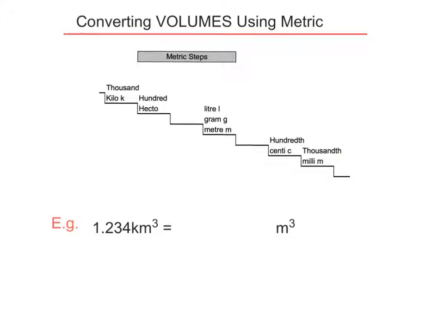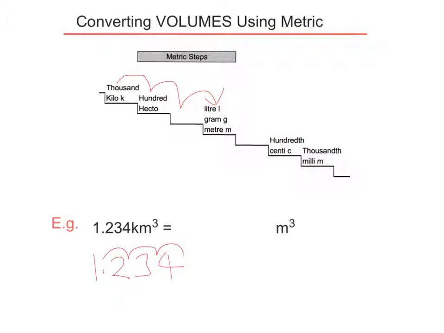Final example, we're changing from kilometres cubed to metres cubed. I expect the answer to get a lot bigger because a metre cubed is very small compared to a kilometre cubed, and so I'll need a lot more of them to fill up the space and find out what the volume is. So going from kilometres to metres is 3 steps to the right. So I need to do 3 times 3 of those. That's 9 steps to the right because it's volume.